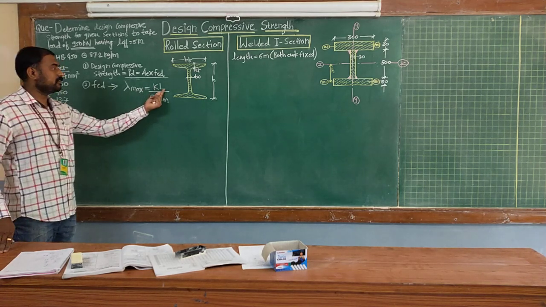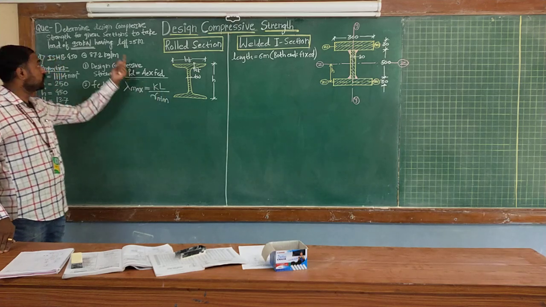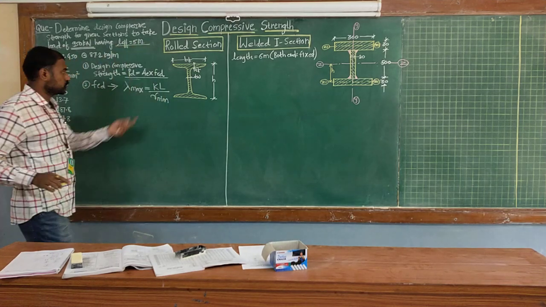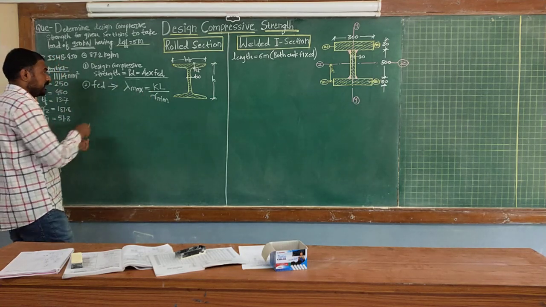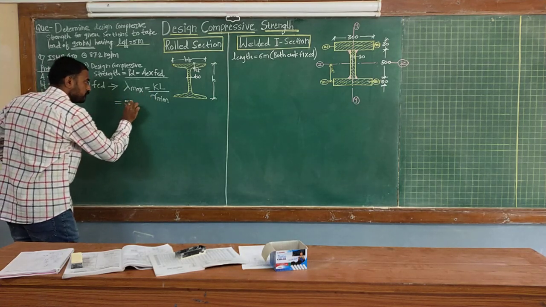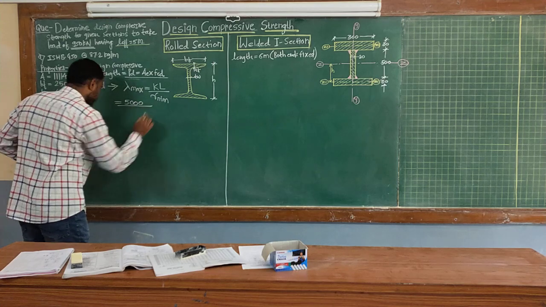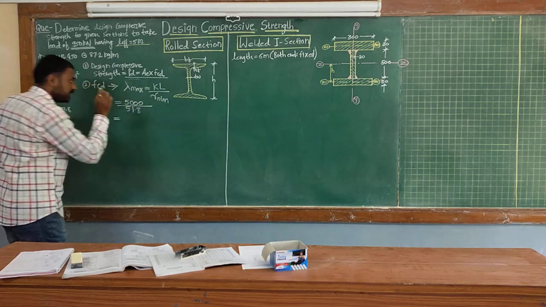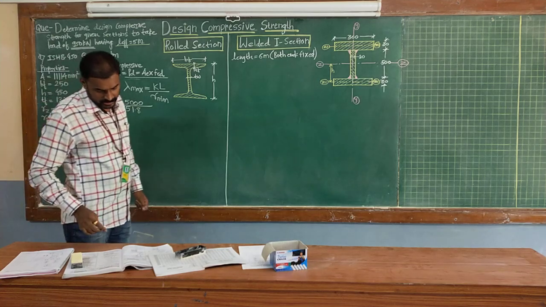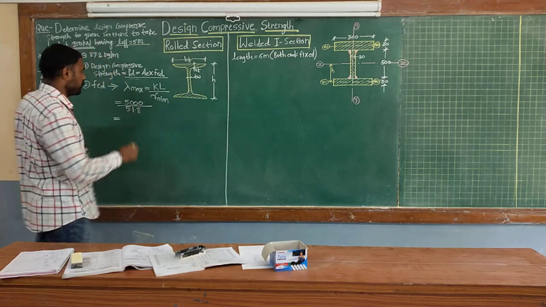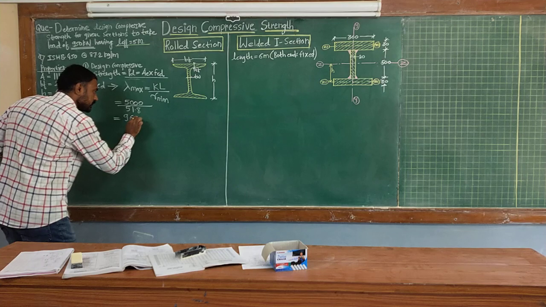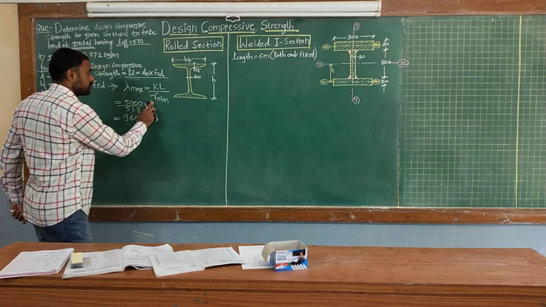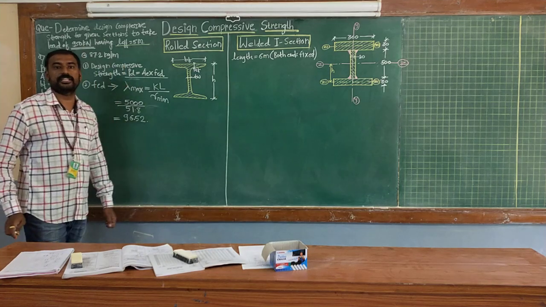Now next is the KL value. This is the effective length. Already in the numerical the effective length is mentioned as 5 meters. Correct? So calculating this ratio, KL is 5000 divided by R minimum value 51.8, and we are getting the ratio for this particular value as 96.52. Correct? Now here your step number 2 is completed, that is the calculation of your slenderness ratio.